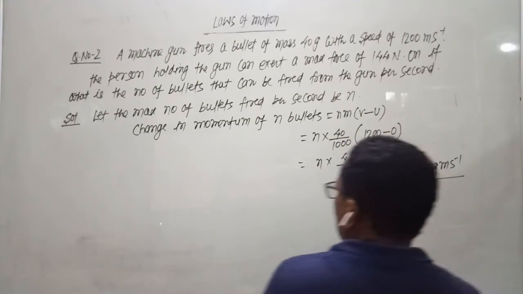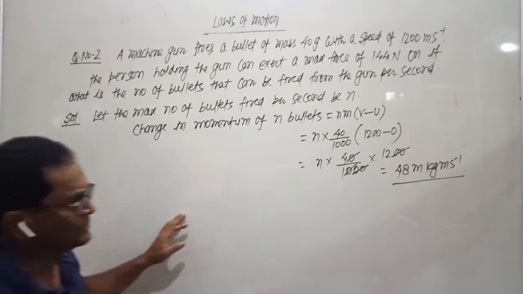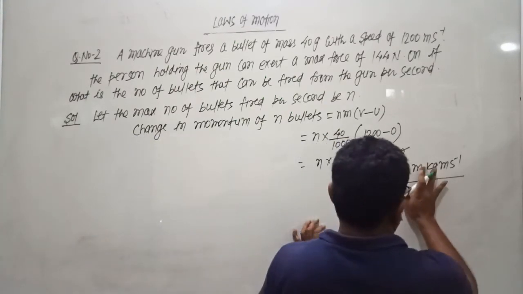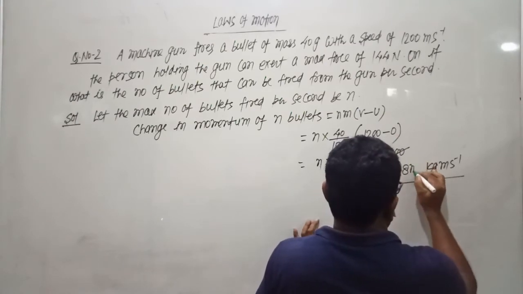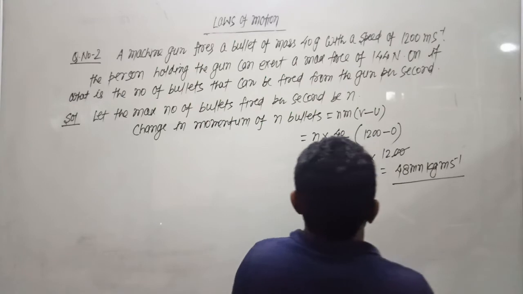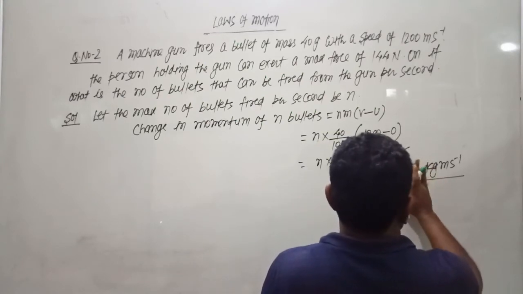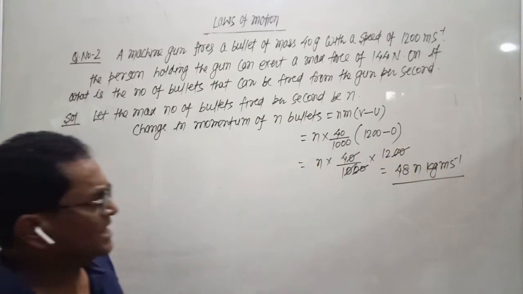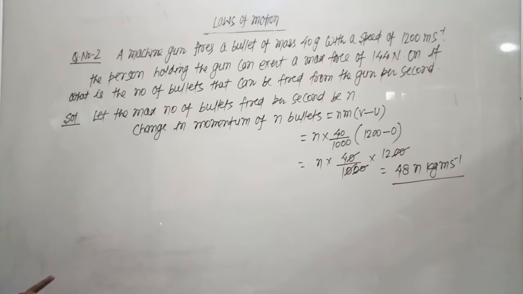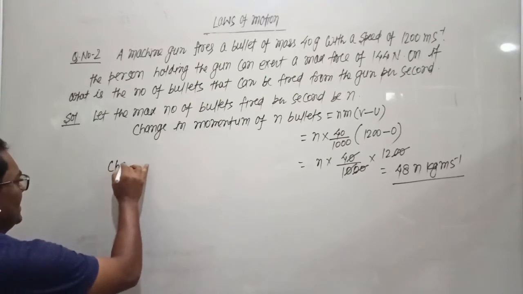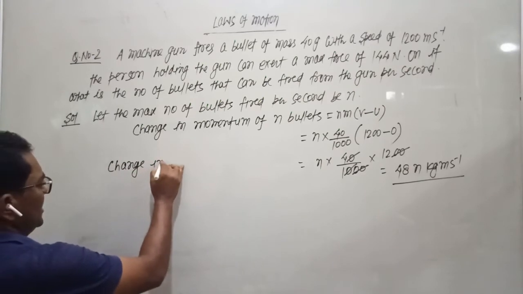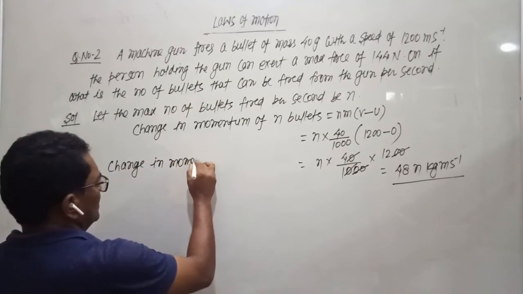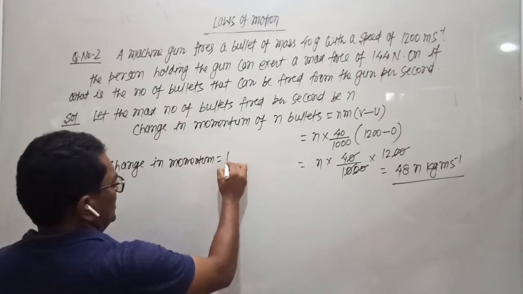So we find the change in momentum of n bullets equals 48 n kg meter per second. Now we know that change in momentum is equal to impulse.